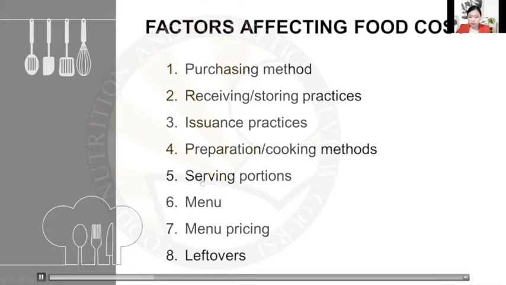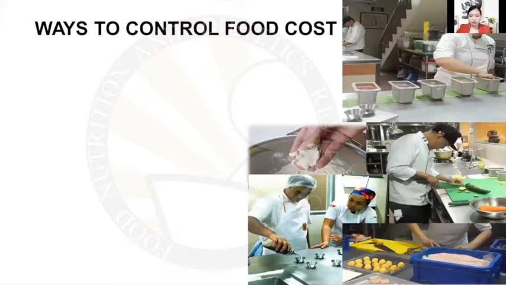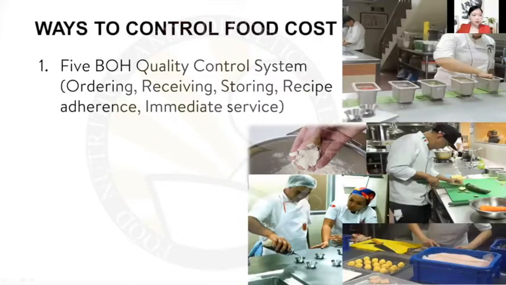These are ways to control food costs. First one, we follow the 5 back of the house quality control systems, which includes proper ordering, receiving, storing, recipe adherence, and immediate service. Also, we do pinch and grab tests in a restaurant setting. This is more ideal because we want to serve the food in the fastest time possible.